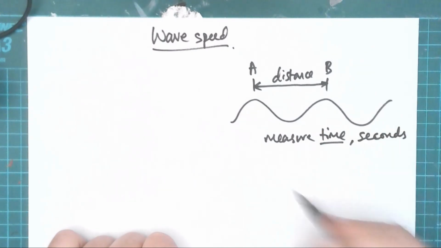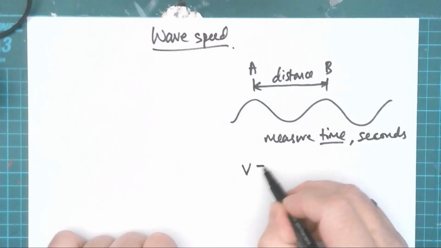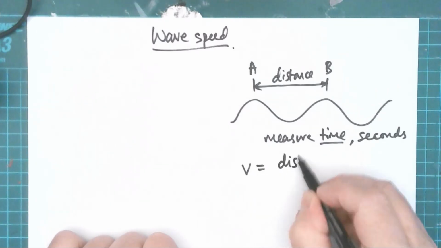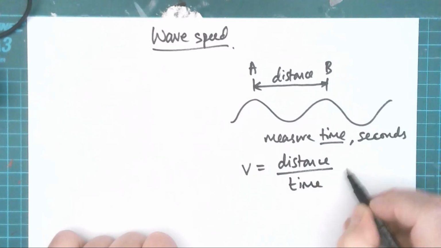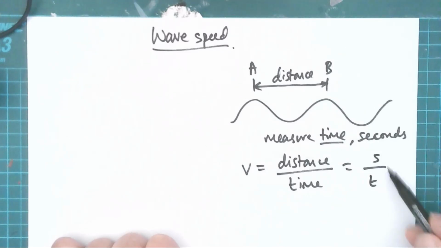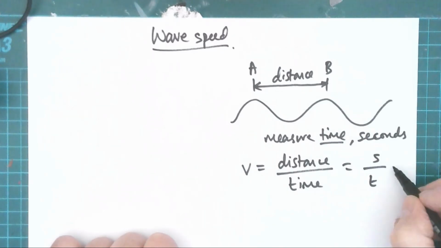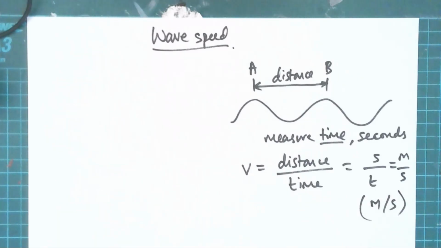Obviously, I can just think about the wave speed as v equals distance divided by time. If I want to have letters, I could use s over t, because we use s for distance and we use t for time. All right, in terms of units, that would be meters per second. Okay, so that's straightforward, isn't it?